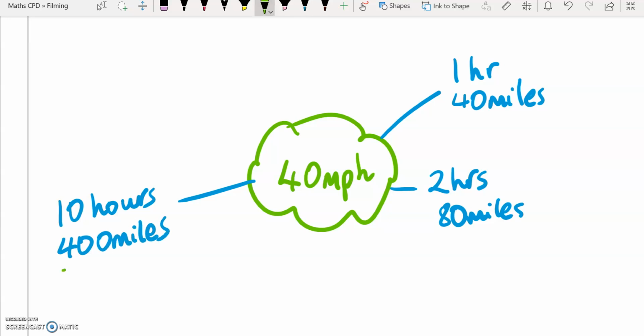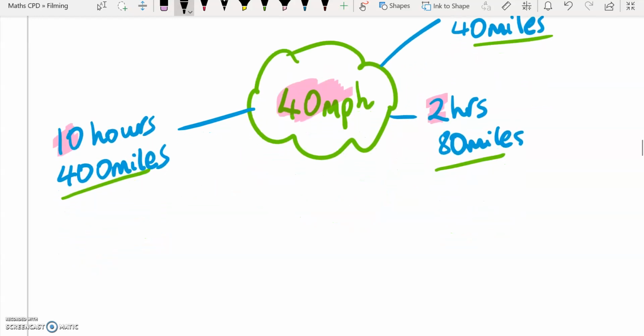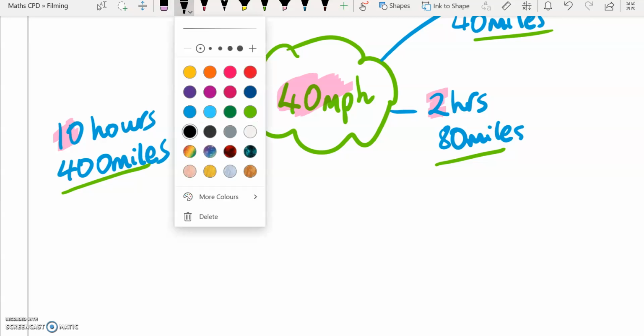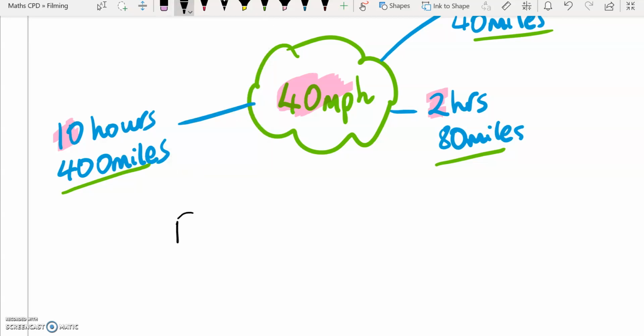And each of these values here is a distance. And what we're doing to calculate that distance is we're taking our speed and we're multiplying it by the time. 40 times 2 is 80. 40 times 10 is 400. And what we can do is generate a formula to calculate the distance. Make that a bit thicker. To calculate the distance, we would do the speed and we would multiply that by the time.